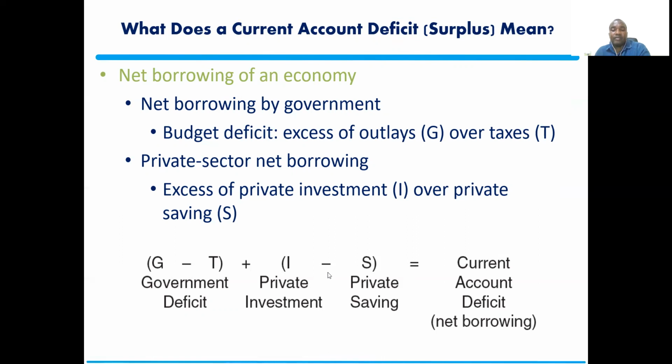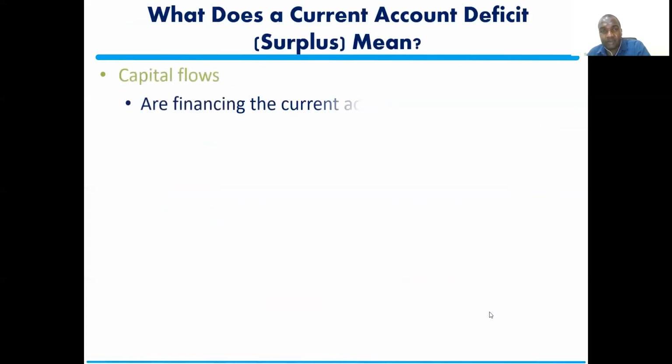And then we've got private saving, the excess of private investment over saving. It will be I minus S. So the current account would be in deficit, showing us that there is net borrowing from other countries.